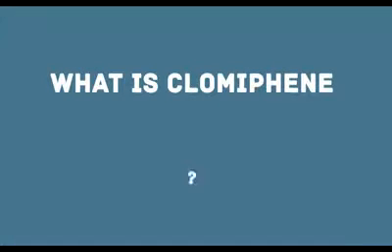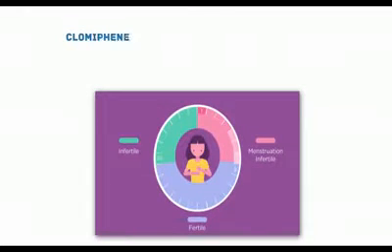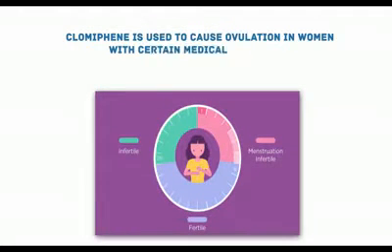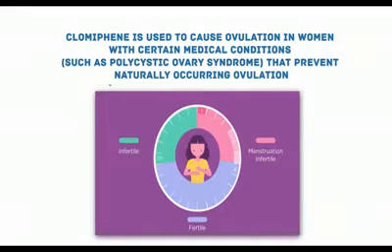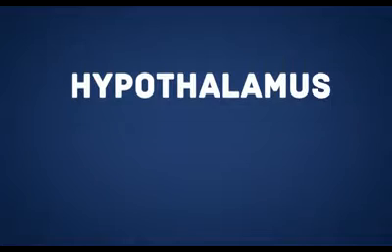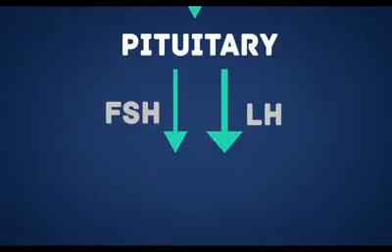What is clomiphene? Clomiphene is a non-steroidal fertility medicine. It acts on the pituitary gland to release hormones needed to stimulate ovulation, the release of an egg from the ovary. Clomiphene is used to cause ovulation in women with certain medical conditions, such as polycystic ovary syndrome, that prevent naturally occurring ovulation. The mechanism of clomiphene has mainly an anti-estrogenic effect and some estrogenic effect.